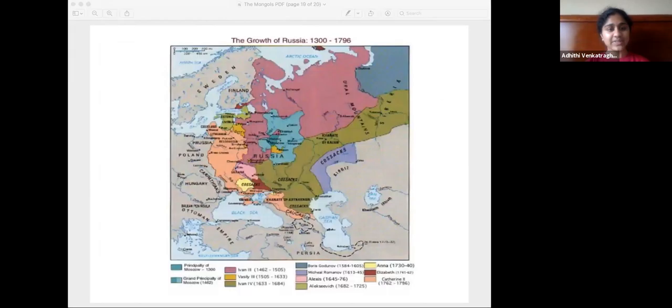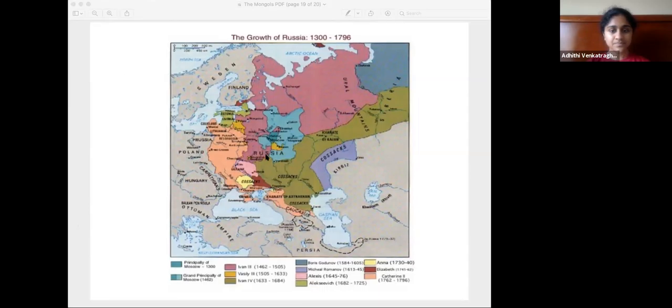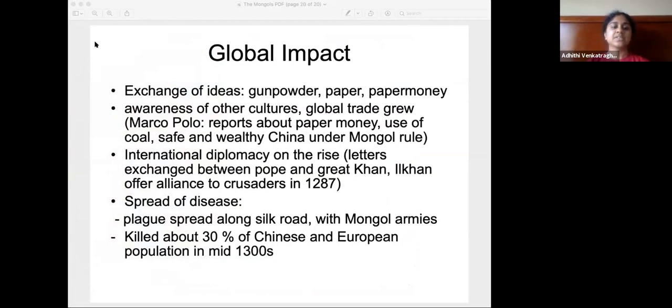I'll let you go back, take a look at this map again, consider what we've just looked at. Make sure to look at the key at the bottom to understand the land. So again, look at the global impact, a very important part of the Mongol dynasty, a very important part of the Mongols themselves.